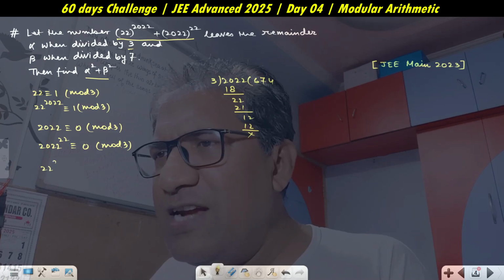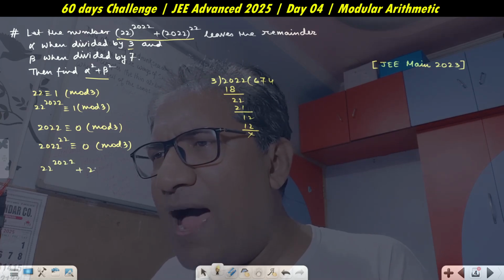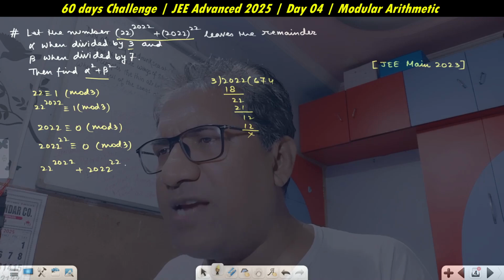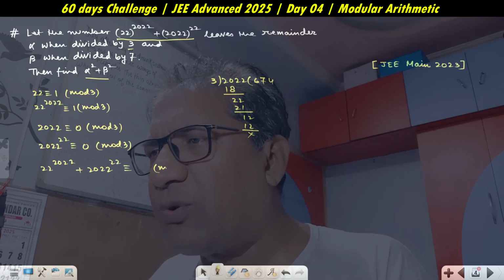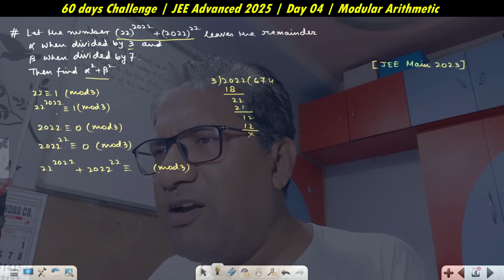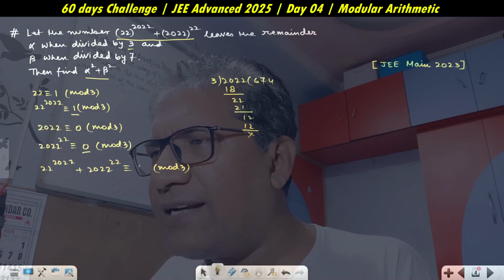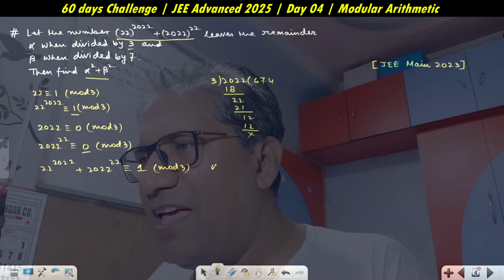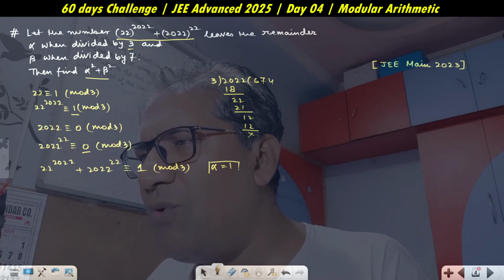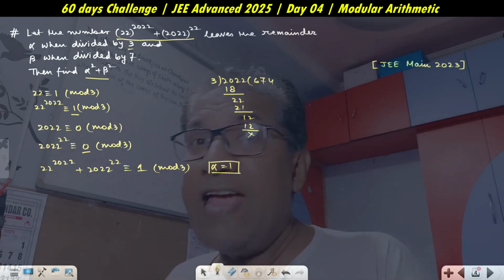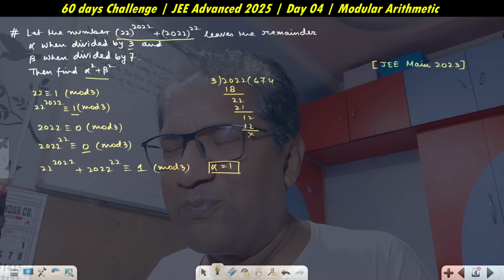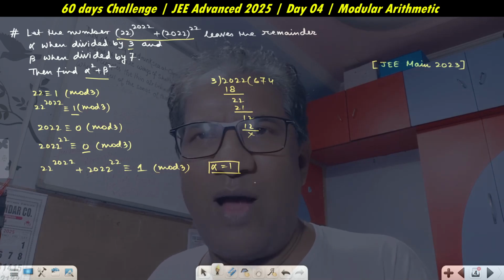Therefore, 22 to the power 2022 plus 2022 to the power 22, when divided by 3, the remainder will be 1 plus 0, that is 1. That's it. So here, your alpha is 1. Have you understood this? See how quickly we are solving the sum. So alpha is 1.